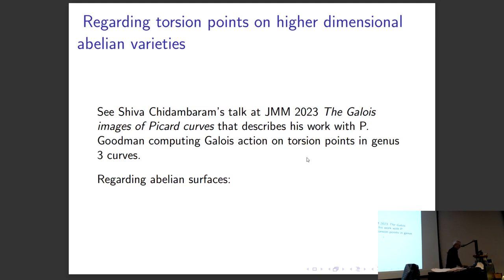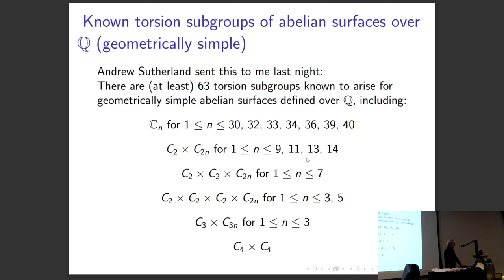And regarding abelian varieties, Drew has just given me the right to throw this on the screen, namely there are at least 63 torsion subgroups known to arise for geometrically simple abelian varieties defined over Q. And there's the list.